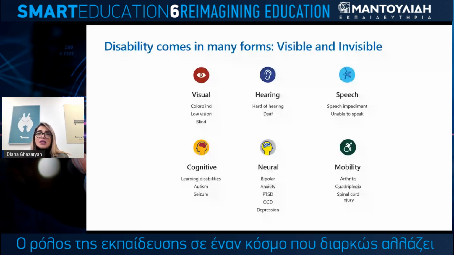And here you see 6 areas, the way that we approach accessibility and the way that we approach developing our products and working with our schools, education institutions, and beyond.